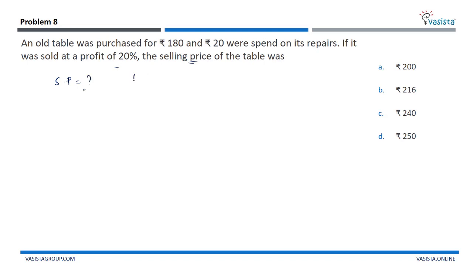And as well, they have given the profit percent, which is 20%. Now we need to find the cost price. Cost price is equal to, it was purchased for 180 plus 20 rupees for repairs, so the cost price will become 200 rupees. Now we know that.